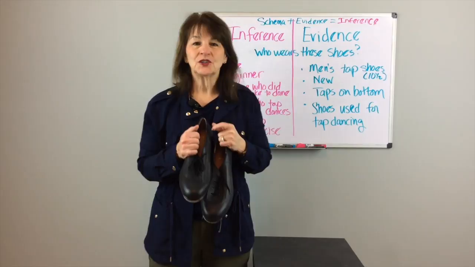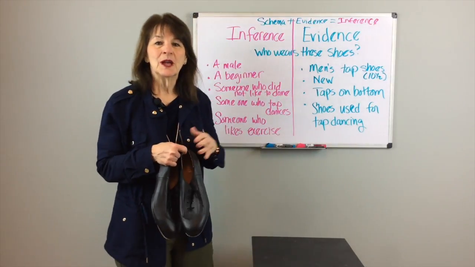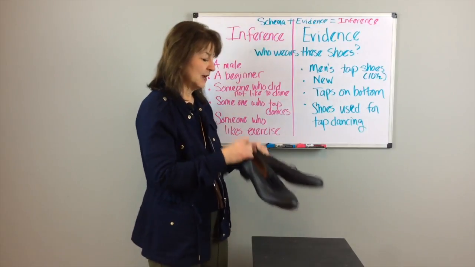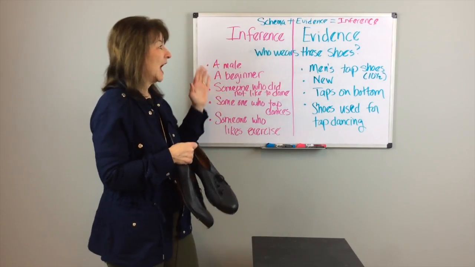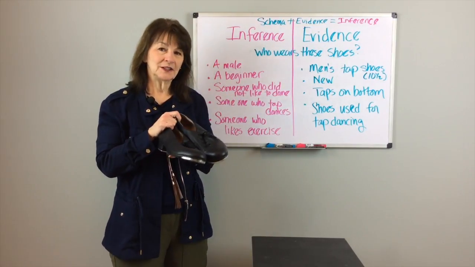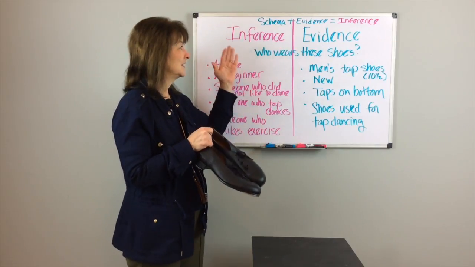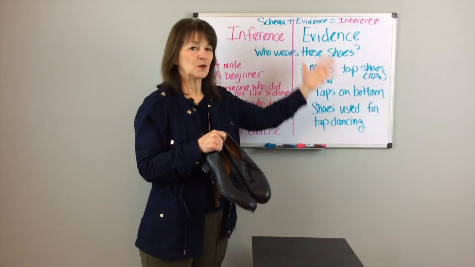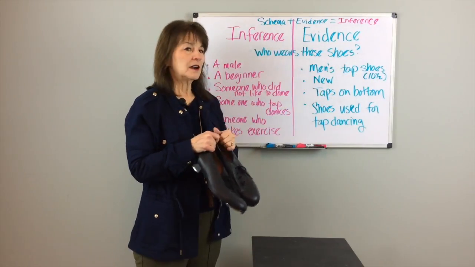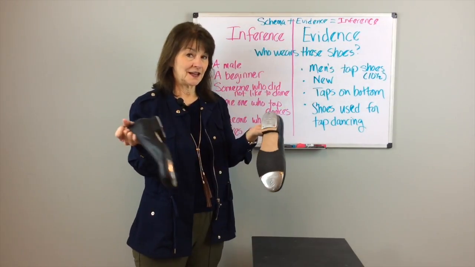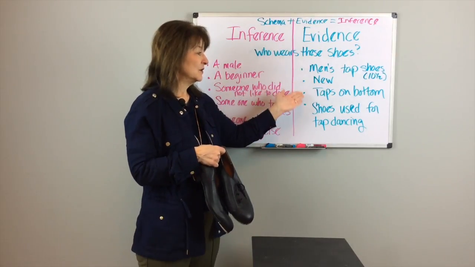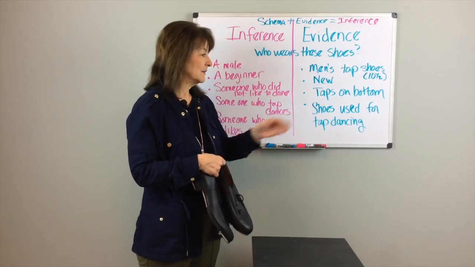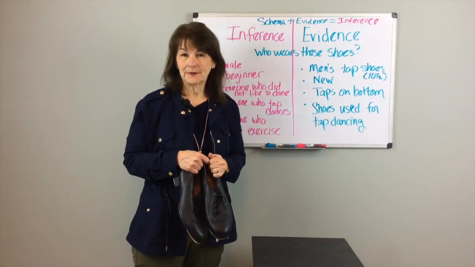You'll want to start with a chart to let students brainstorm about what they can infer from the object that you have a story about. So about these tap shoes, I show these to my students and I say, okay, so let's decide what we're going to guess based on the evidence. So what is the evidence? They are men's tap shoes, size 10.5. They're new. They have taps on the bottoms, right? They're shoes used for tap dancing.